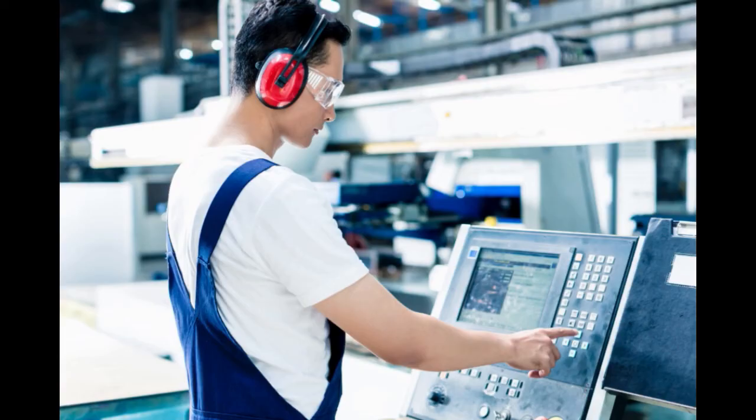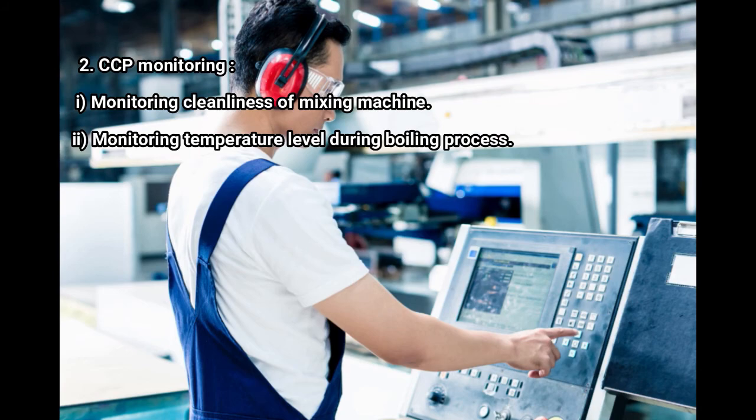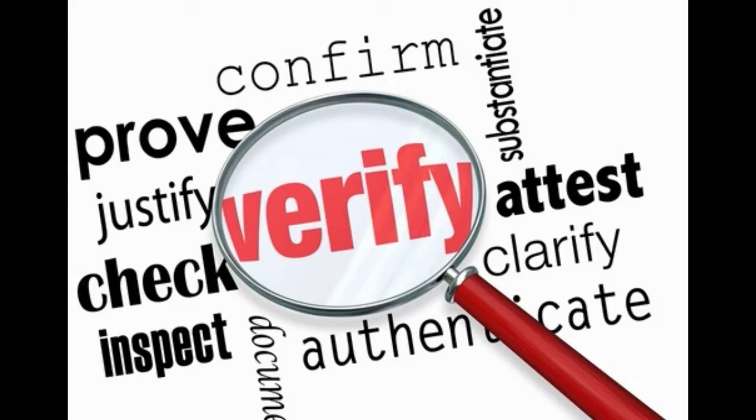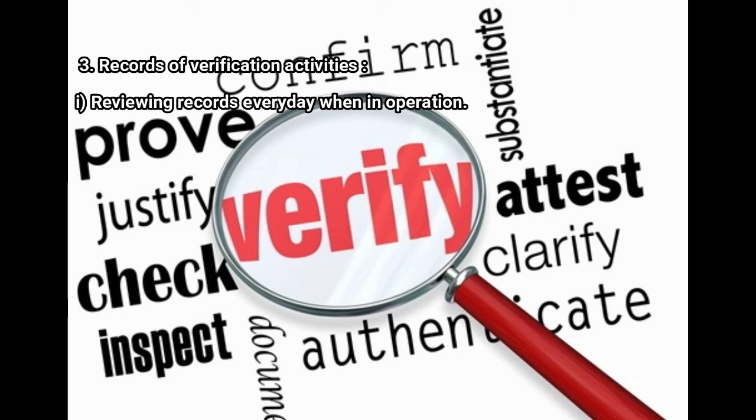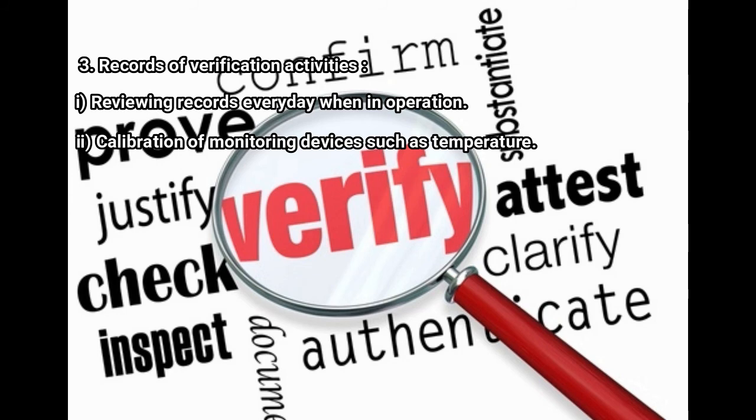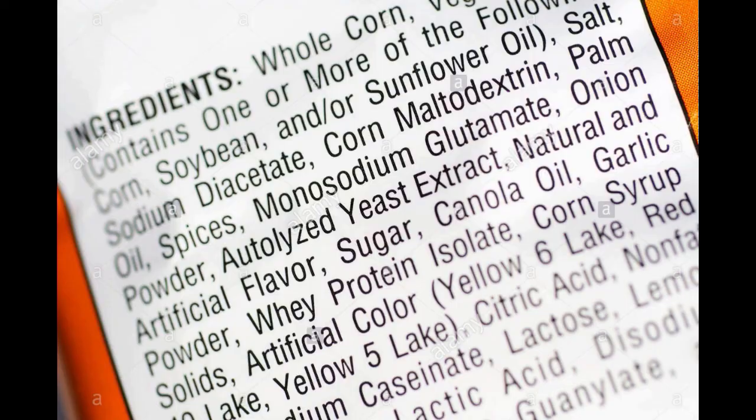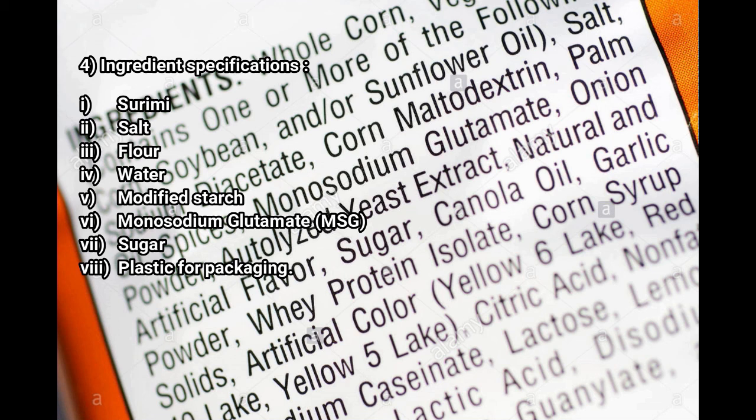The second sub is CCP monitoring. Monitoring cleanliness of the mixing machine. Monitoring temperature level during the boiling process. The third sub is records of verification activities. Reviewing records every day in operation, calibration of monitoring devices such as temperature, spot check for biological, chemical and physical hazards. And the last sub in the 12th step is ingredient specification. We have surimi, salt, flour, water, modified starch, monosodium glutamate, MSG, sugar and plastic for packaging.